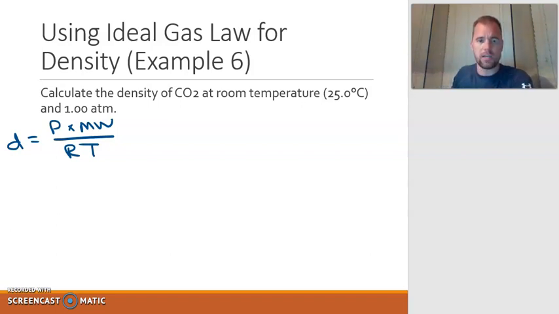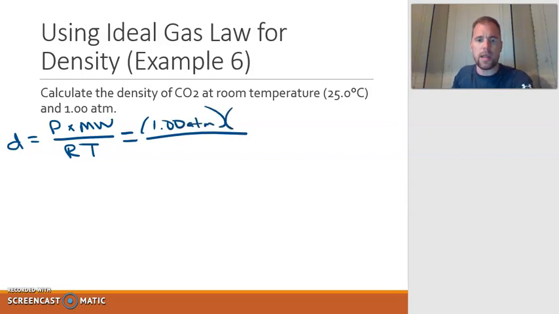So we can calculate the density of a gas as long as we know conditions of temperature and pressure, as well as the molar mass of what gas we're looking at. So calculate the density of carbon dioxide at room temperature, which is 25.0 degrees Celsius, and 1.00 atmospheres of pressure. All right, so I know my pressure. It's 1.00.